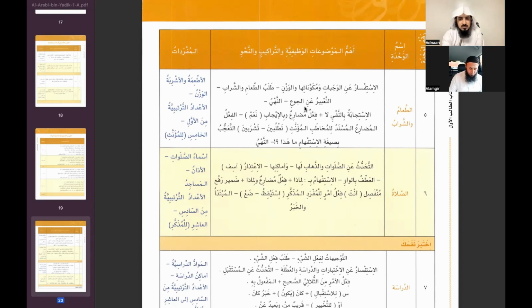And التعبير عن الجوع, to be able to express yourself when you're hungry. And you're going to learn النهي, how to say this is not like that, etc. And then you're also going to learn النفي. There's a slight difference there. Then فعل مضارع والإيجاب. Ijab means in the affirmative, in the positive, which someone says something that yes, look, نعم. فعل المضارع المسند للمخاطب المؤنث تطلبين تشربين, etc. So you're going to be speaking about feminine. And then you got التعجب, when somebody is amazed. صيغة الاستفهام ما هذا, etc.